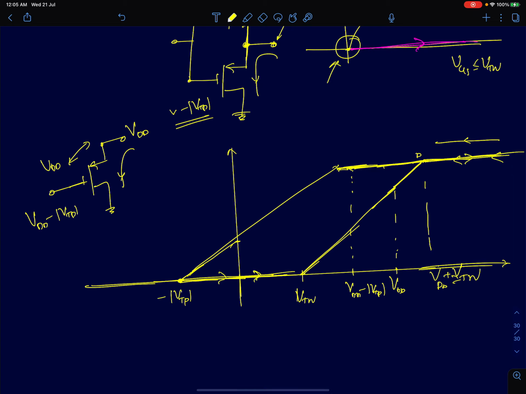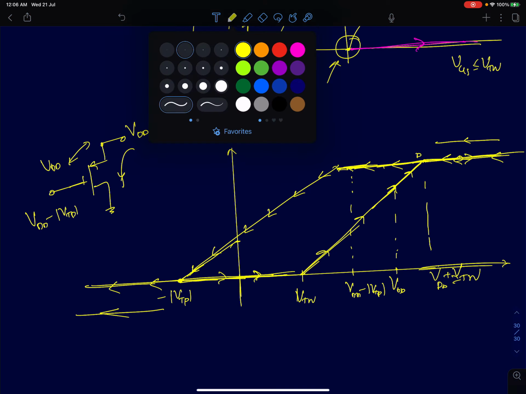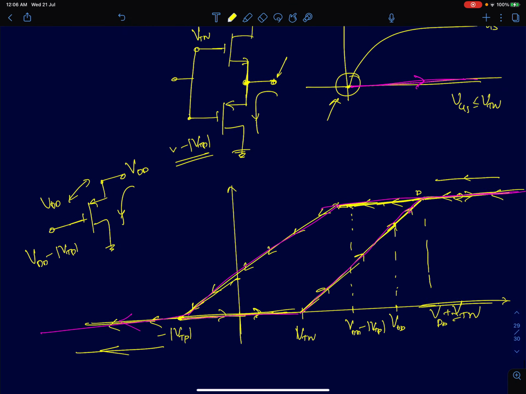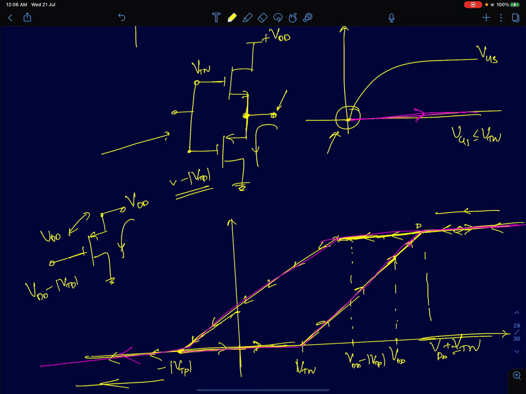If you increase it in this direction, it will go with a slope of 1, and when you decrease it, it's going to follow a different path. So there will be a hysteresis here. If you increase your voltage, it's going to go in this direction, and when you decrease it, it will trace this path. Okay, so that's how you draw the transfer characteristics of a CMOS buffer.